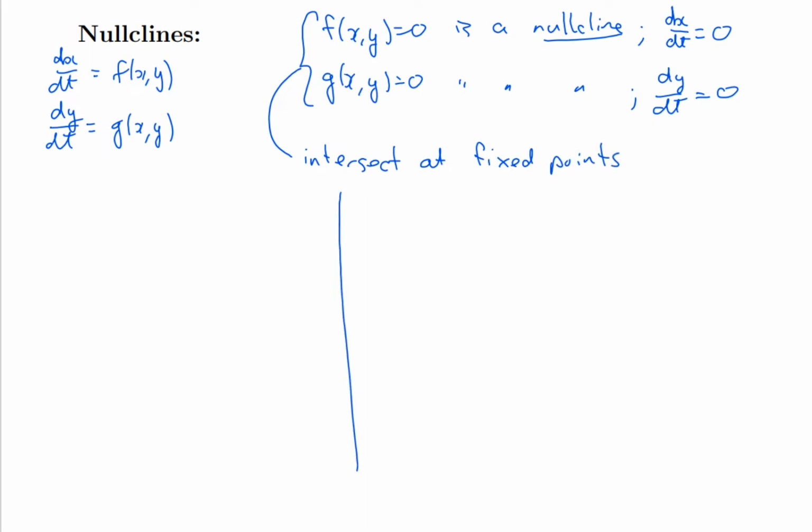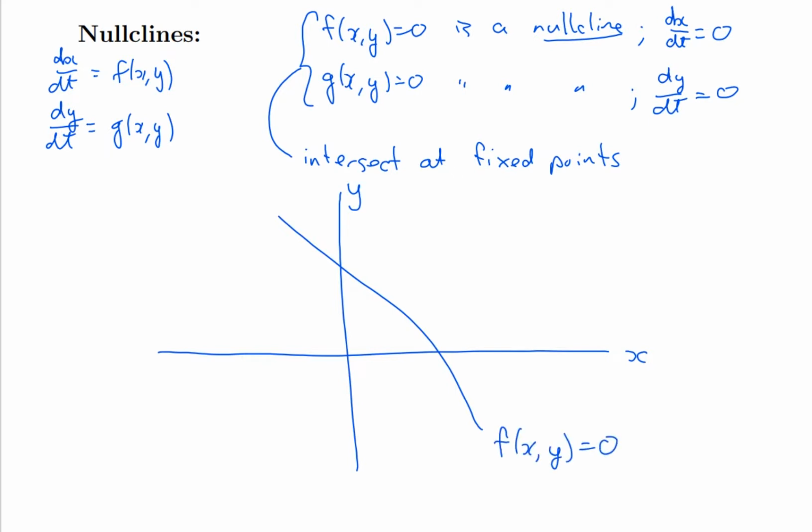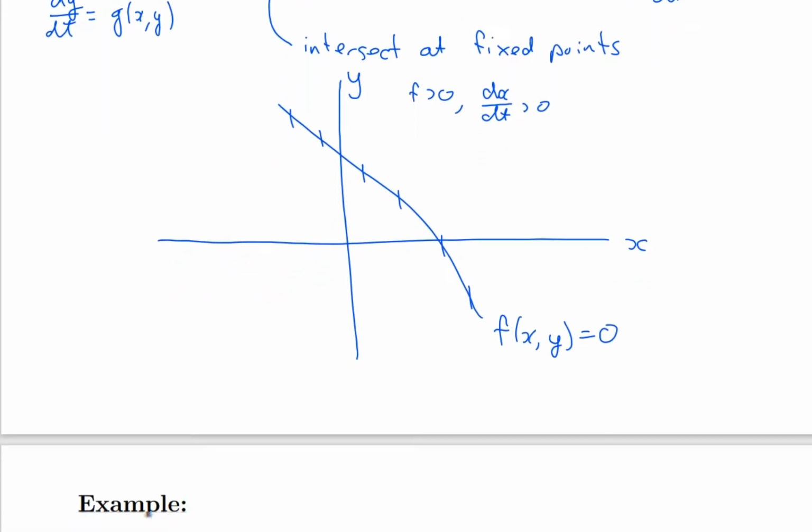So for example, if one of these curves looked like this, this would be the curve f of x and y equal to 0. It could be that f is positive over here. That means dx/dt is positive. On this curve, dx/dt is 0, which means I'm going vertically. Above this line, dx/dt is positive, which means I'm moving to the right. Below this line, I'm moving to the left. Let's explore this in an example.